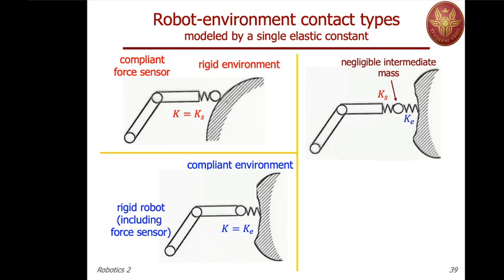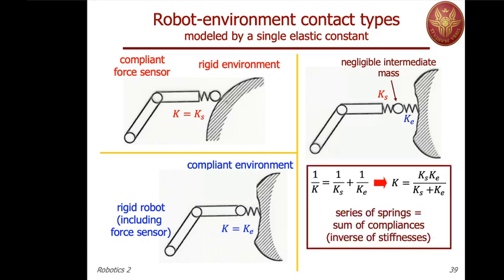single stiffness constant. And in fact, if you have a series of springs with no mass or with negligible mass in between, what you do is, by principle of conservation of energy in a sense, you sum the compliances. So you sum the inverse of the stiffness. So the compliance of this type of contact when the mass is negligible is given by the sum of the compliance of the sensor and of the compliance of the environment. So 1 over Ks plus 1 over Ke.